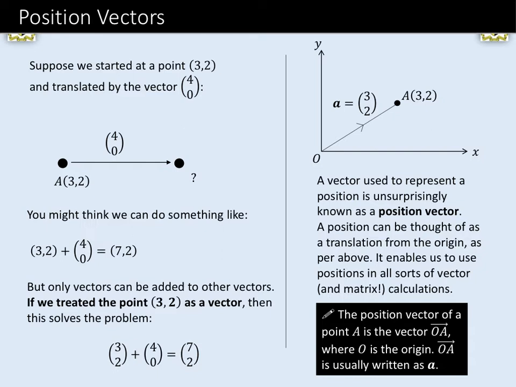So it will enable us a little bit later on to use coordinate positions in all sorts of calculations, including matrix calculations, which we'll do in further maths. So if we have the position vector of a point A, it's just a vector from the origin to get to A, so we'll write that as O to A, where O is the origin. We sometimes write that as A as well in bold, just as it is written there.